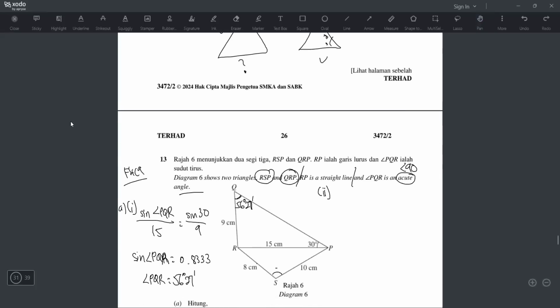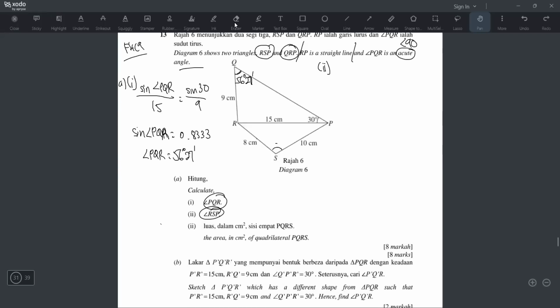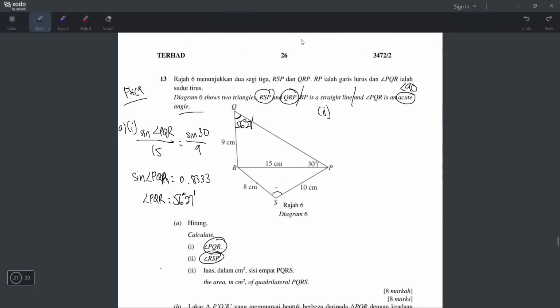Saya sudah hafal. That's why I straight away boleh tentukan cepat lah. I nampak bagi tiga side, suruh cari angle dalam, I automatic know is cosine rule dia. Okay, let's talk about the cosine rule formula. The formula looks like this: a square equals b square plus c square minus 2bc cos A.